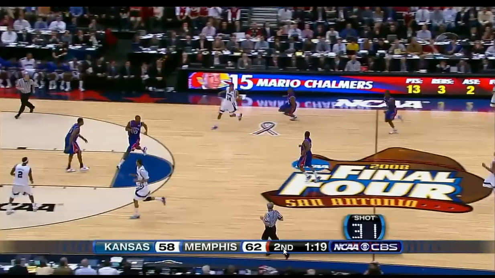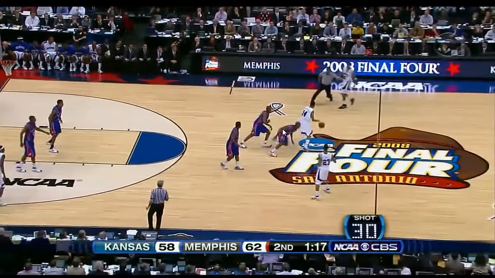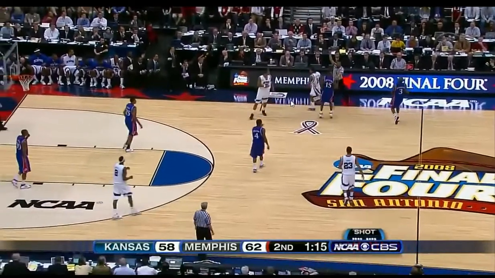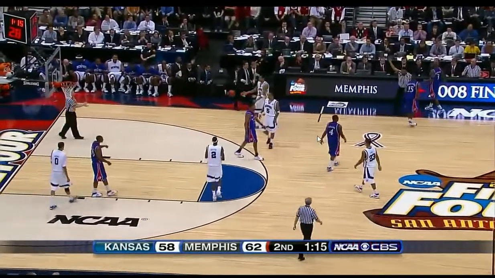So where we are in the game, we're into the second half. There's only two halves in NCAA basketball. We've got 1 minute 19 left of the game. Memphis are the team in white, and they're in the lead. The whites are in the lead by 4 points, so they're in control of the game. What you'll see is they're just going to pass the ball around. What Kansas are doing is trying to foul.